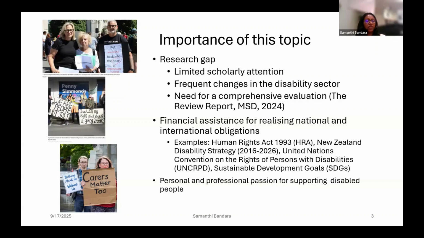In addition, individualized funding works as financial assistance for realizing national and international obligations. For instance, you may have heard about the UNCRPD, that is the United Nations Convention on the Rights of Persons with Disabilities, and also the New Zealand Disability Strategy. So these are the national and international obligations. Individualized funding comes between these obligations and helps to assist in realizing the commitments.